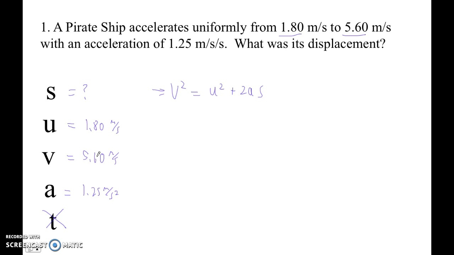And now I'm just going to plug the numbers in. The v is 5.6, and that's squared, right? Equals 1.8, and that's squared, plus 2 times 1.25 times our displacement, which is s. And then mathematically, I'm going to go 5.6 squared, and then minus 1.8 squared. Okay, and that equals 28.12, and that is what equals 2 times 1.25 times s.